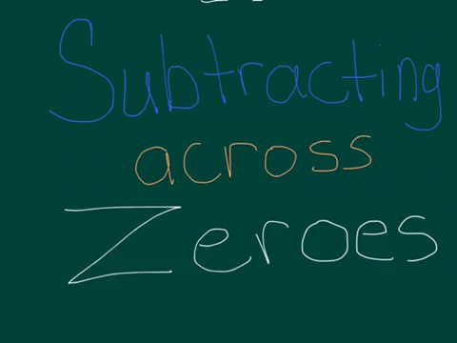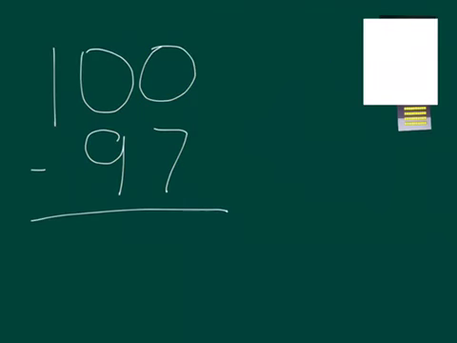In this video, we are going to be subtracting across zeros. So we're going to take everything that we've learned about subtracting with regrouping, and we're going to look at problems that have zeros in our top number. So let's look at this first problem. We have 100 minus 97.